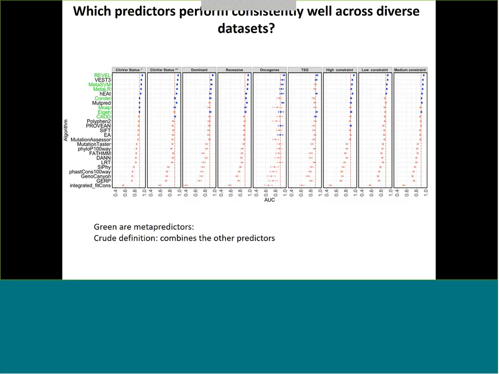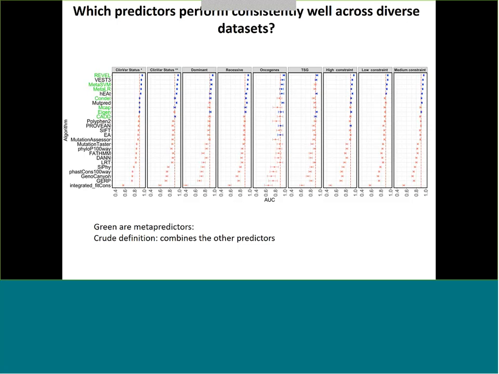As you can see, each column is a different kind of data set, which is basically ClinVar, 1-star variants, 2-star variants. These are the variants which are in dominant genes, and these are the variants which are in recessive genes. These are the variants which are in oncogenes and tumor suppressor genes.